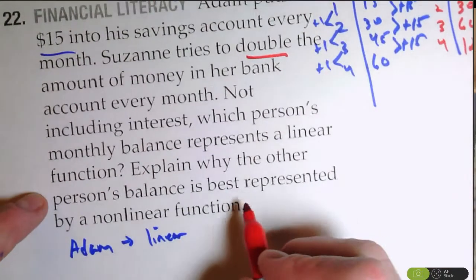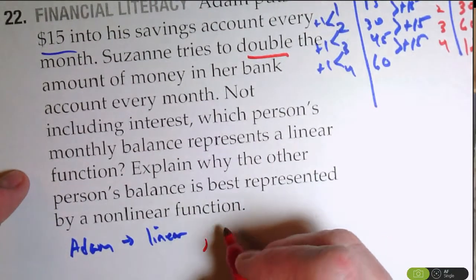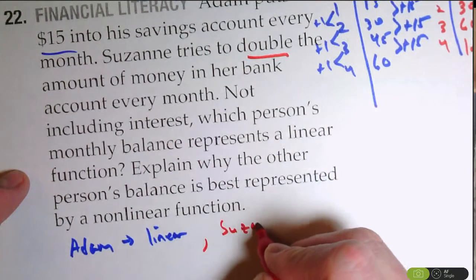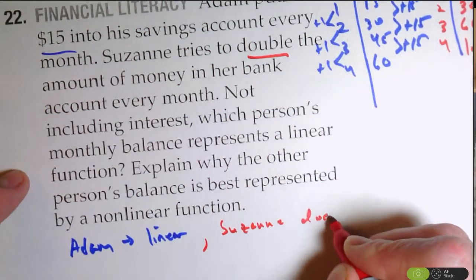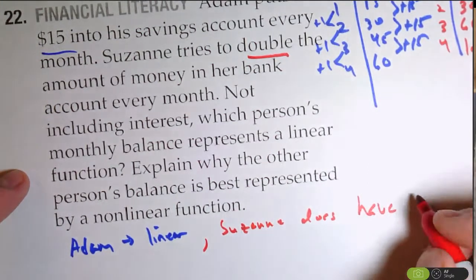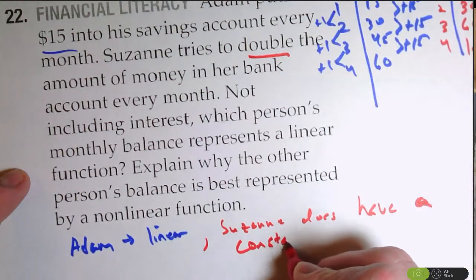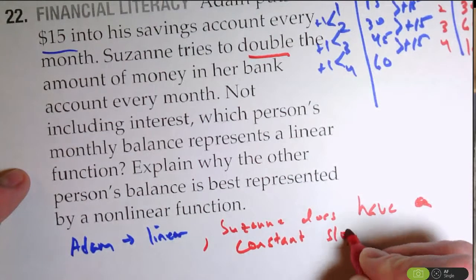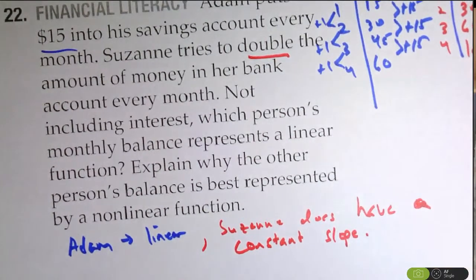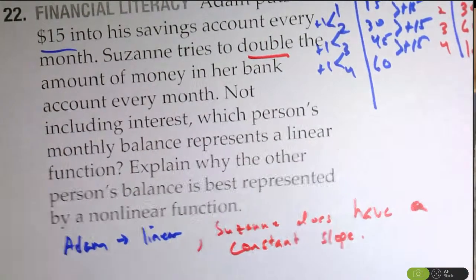So Adam's is linear, and Suzanne does not have a constant slope. There we go. And that is it for section 9.7.